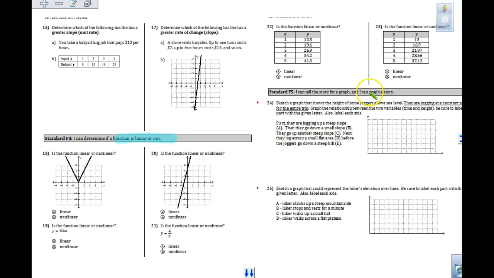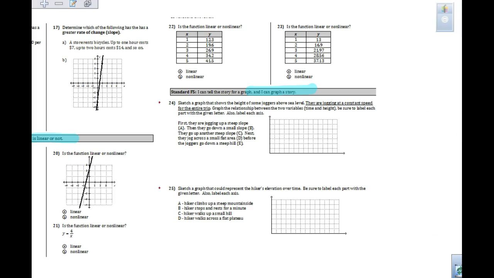The last part, this is where you are telling the story. So they are telling you in number 24 that when you look at the question, this shows the height of some joggers above sea level. So it says you are jogging at a constant speed for the entire trip. The graph is a relationship between 2 variables, time and height. So which one would be our x-axis down here? Time or height? Time. Time and always our independent variable.